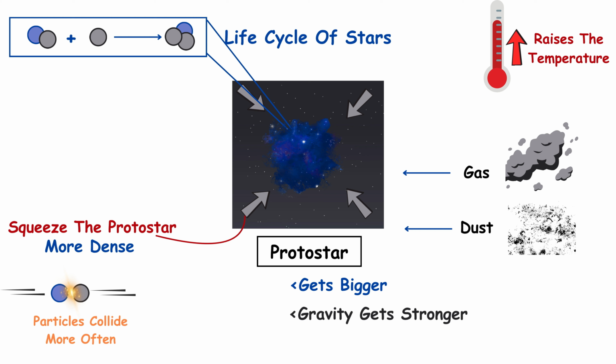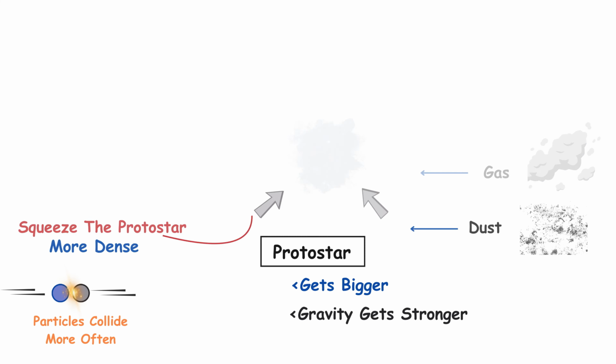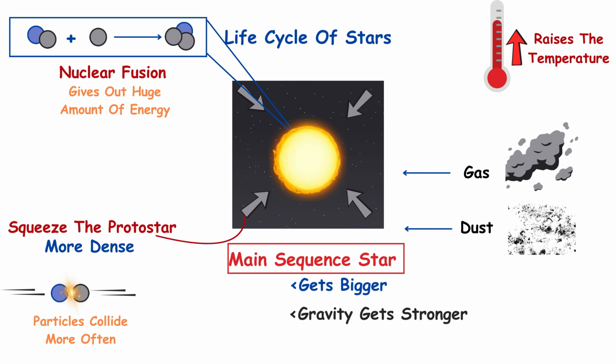dramatically. Eventually, when the internal pressure and heat are high enough, hydrogen nuclei within the core begin to fuse together to create helium nuclei. This remarkable process is known as nuclear fusion, and it generates vast amounts of energy. This energy is what keeps the core of the developing star incredibly hot. At this stage, we now refer to it as a true star, more specifically, a main sequence star.